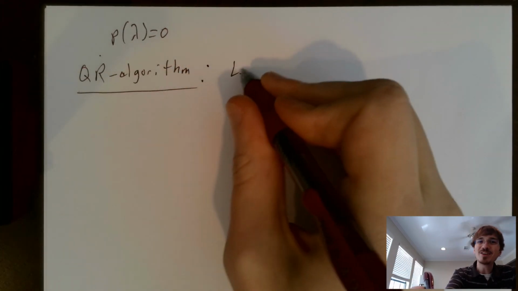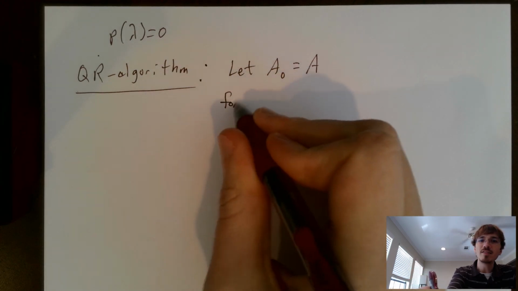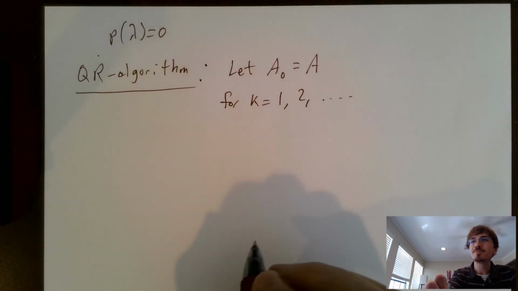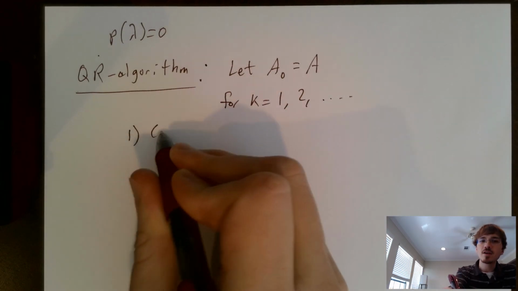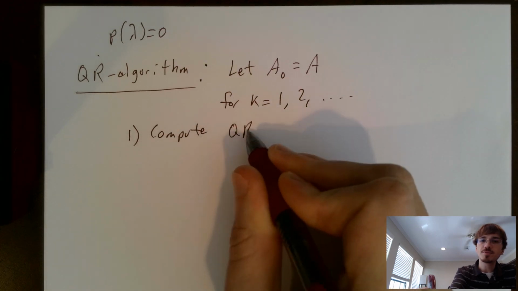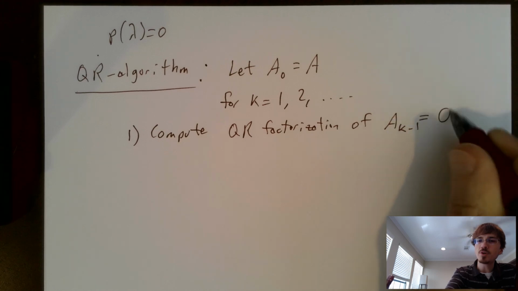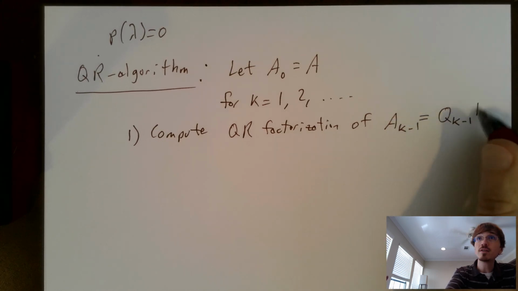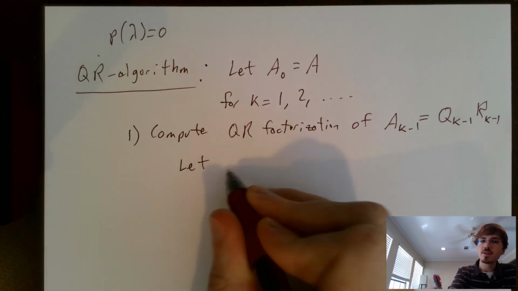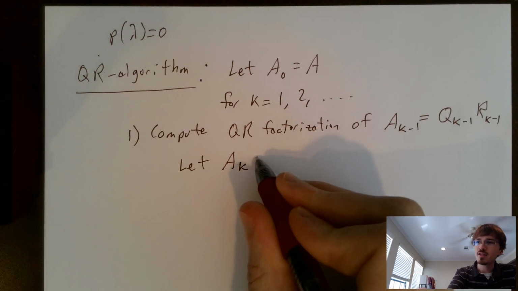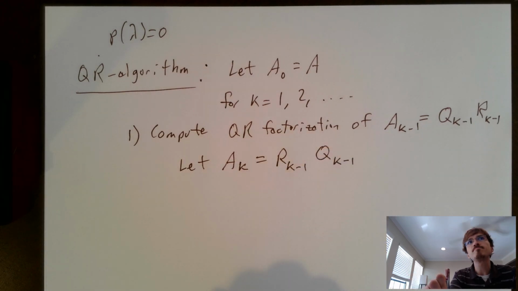The algorithm goes as follows. A naught initializes to the original matrix A. Then for k equals 1, 2, and so on, until your error is good enough, so we have a nice for loop going, what we want to do in each step is compute the QR factorization of the matrix A sub k minus 1, as Q sub k minus 1 times R sub k minus 1. And then we let the next matrix be A sub k equals R sub k minus 1 times Q sub k minus 1, swapping the order.